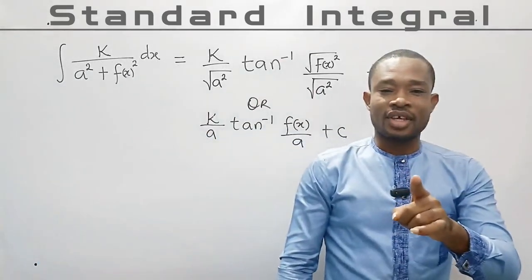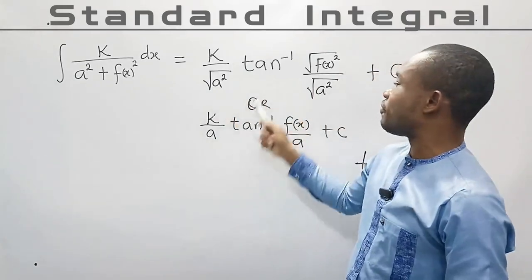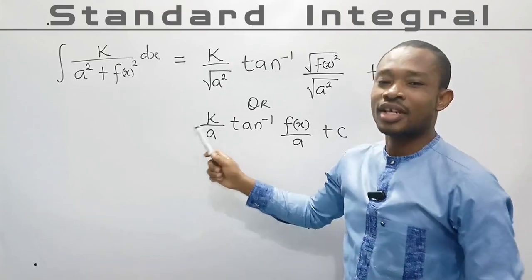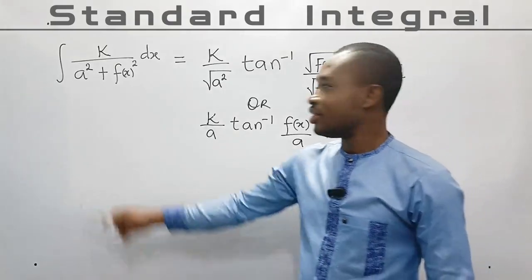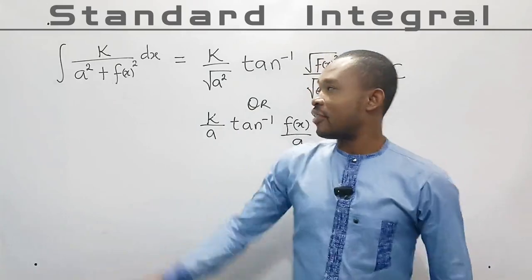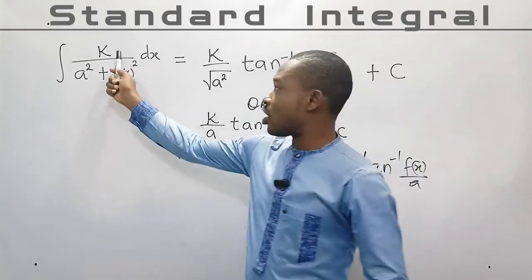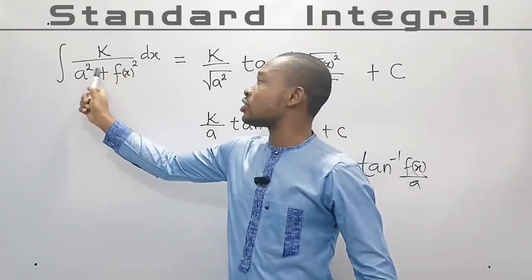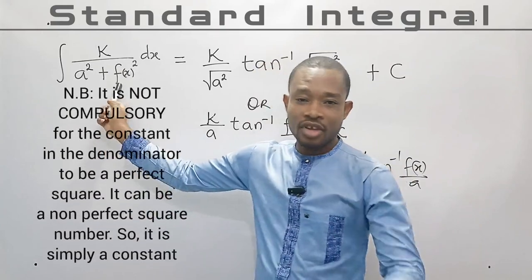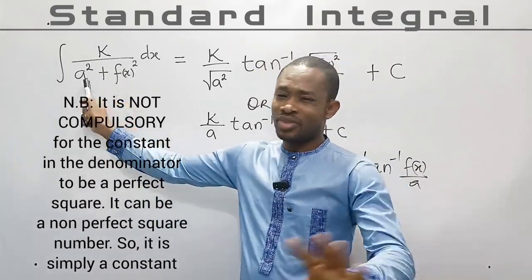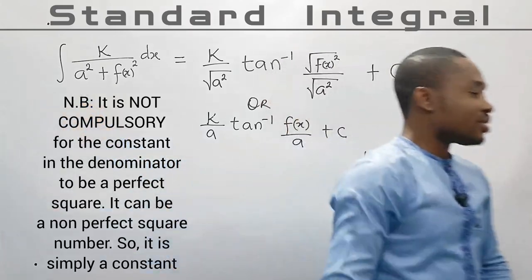I hope you've learned something. This is the standard integral value, standard integral solution. So the integral of an expression of this kind. And remember how I interpreted this expression: a constant divided by another constant plus the square of a function or a variable. Right?